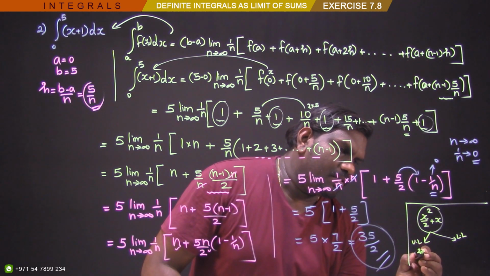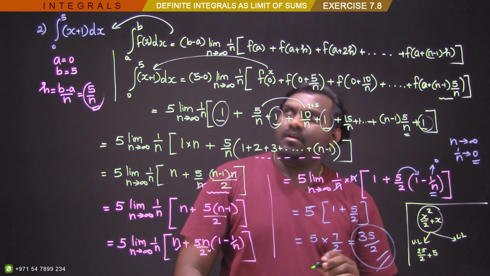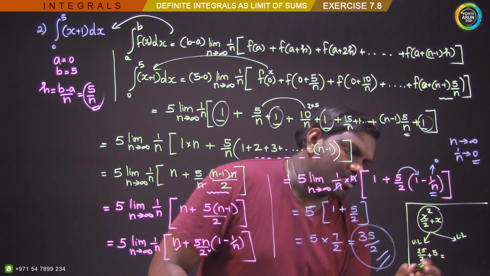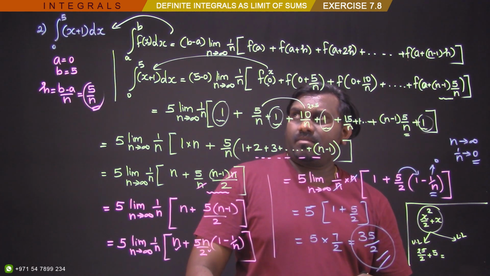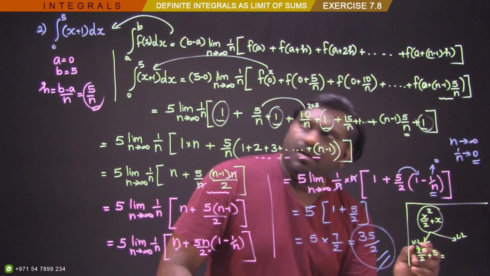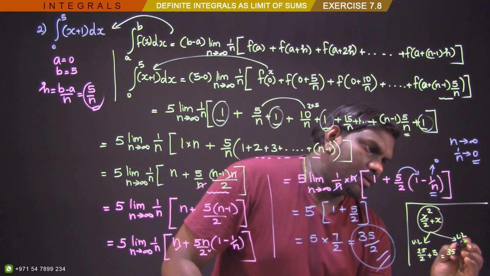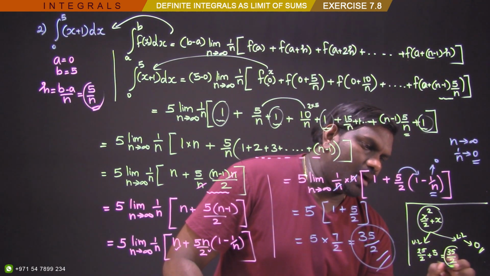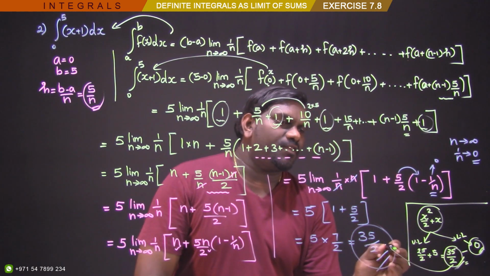Upper limit gives 25 by 2 plus 5, right? But when you apply the lower limit, all these terms will be 0. So that is 0. Then what you will get here, dear? This is going to be 10. The 10 plus 25 is 35, because this is going to be 0. So 35 by 2, upper limit minus lower limit. That is the answer.